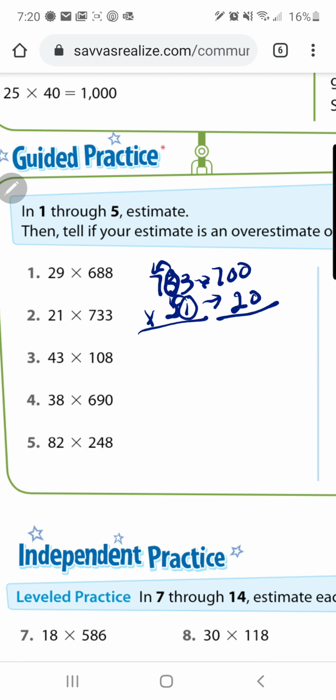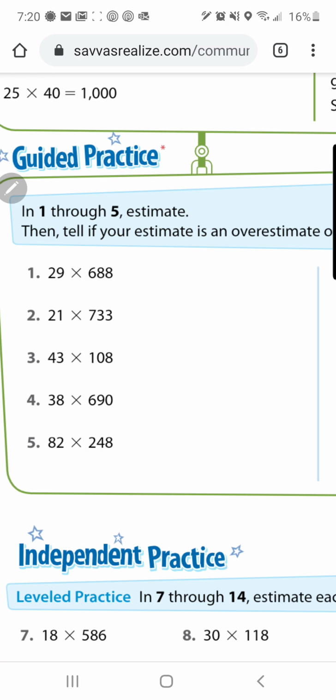So again, the trick is get the number of zeros that you got in both numbers, and we got 3. And we multiply 2 times 7, which is 14. So there's your product, 14,000. And it's an underestimation. All right. Let me go on to number 3. Number 3, you got 43 times 108, piece of cake.